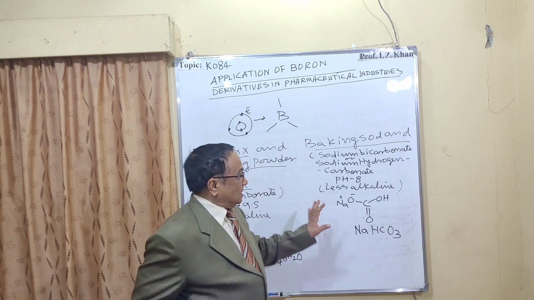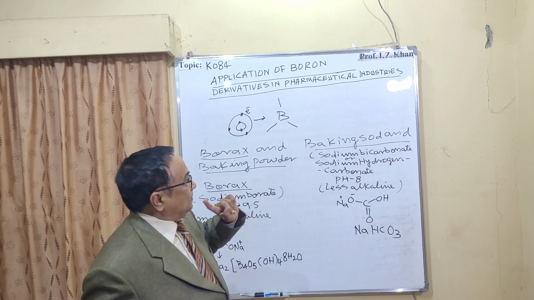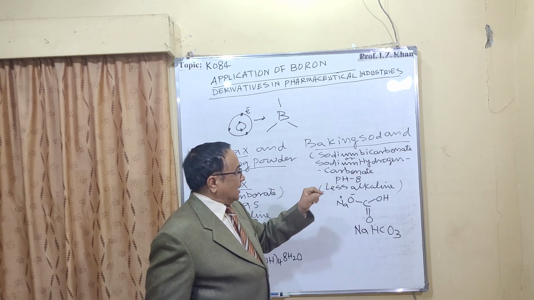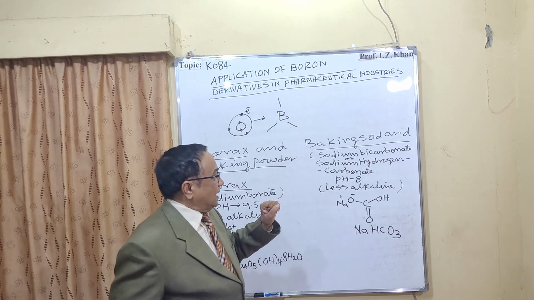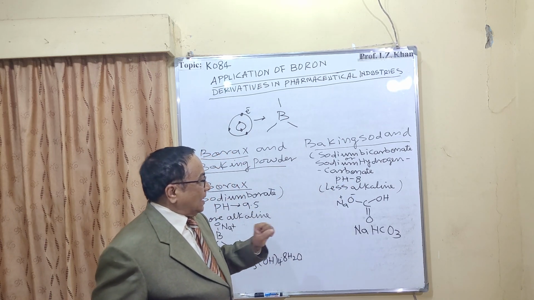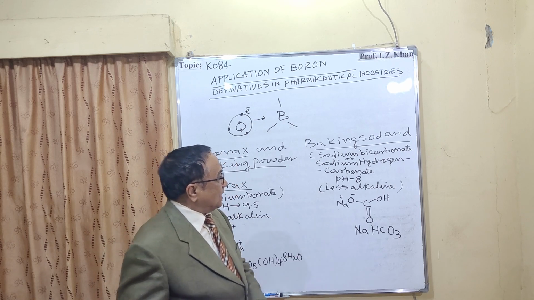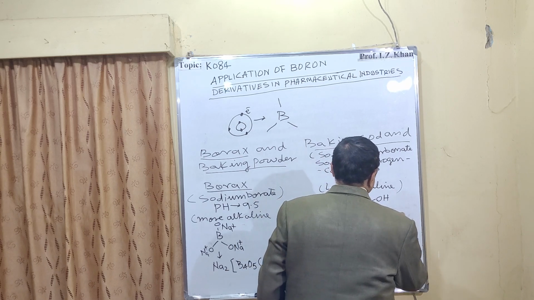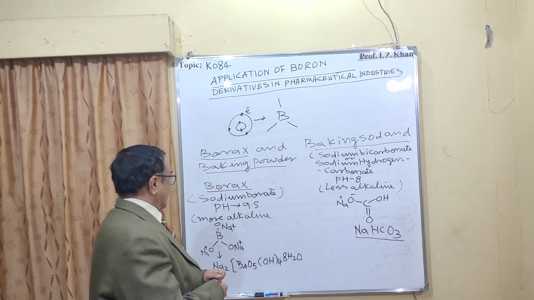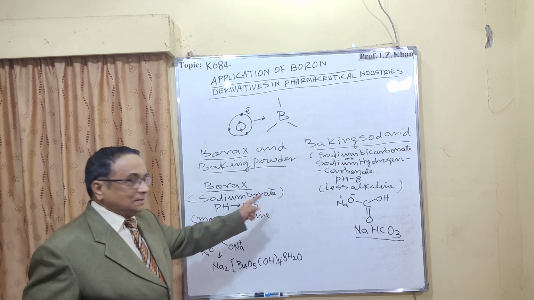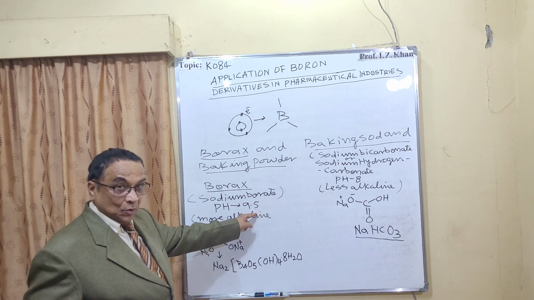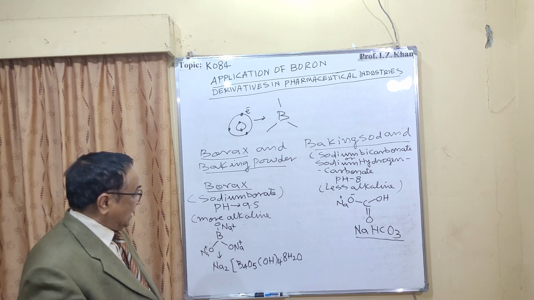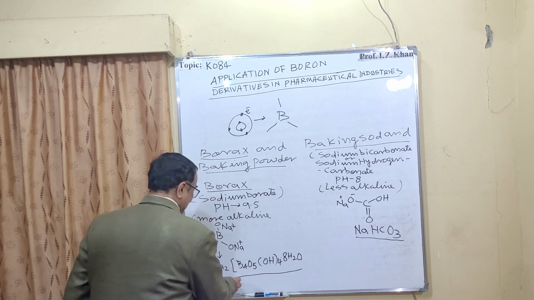So I have already given here baking soda, sodium bicarbonate, which we may also call sodium hydrogen carbonate. The pH is 8 and it is less alkaline, and this is your formula and this is your structure. In the case of borax, it is sodium borate and the pH is 9.5, more alkaline, and the structure and formula are given here.